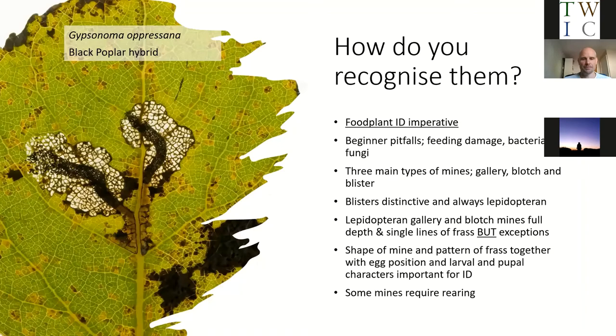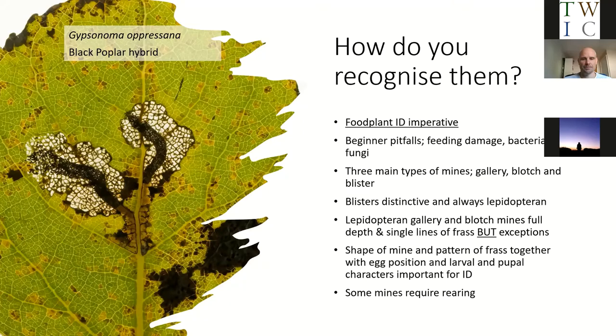So you've got a rough idea now what you're looking for, where you should look, when you should look, but how do we go about actually recognising and hopefully trying to identify some species right down to species level. So the first and probably most important thing to say is that you have to identify your food plant correctly. If you don't do this, it's quite difficult, if not impossible, to actually arrive at a species level identification.